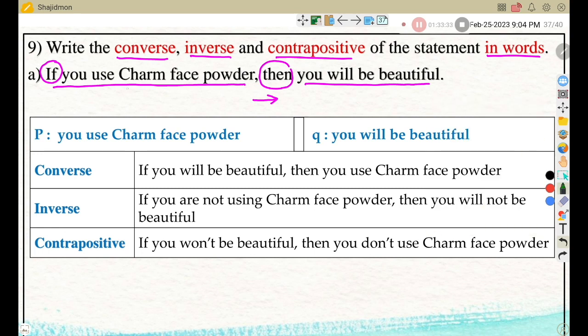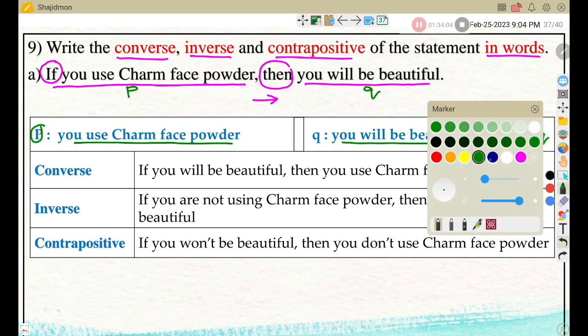So what is P here? You use a charm face powder. You will be beautiful means it is Q. Okay, so P statement identify and Q statement identify. After that you write what is converse, inverse, and contrapositive. So P means you use charm face powder. Q means you will be beautiful. Okay, if and then means arrow mark. So original statement means P implies Q, correct?